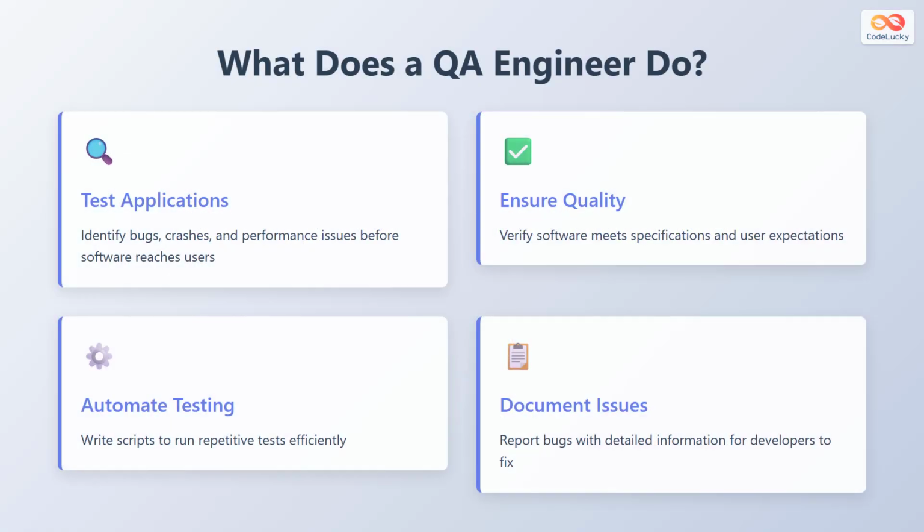Quality assurance engineers have multiple key responsibilities. First, they test applications by running various scenarios to identify bugs, crashes, and performance issues before the software reaches users. Second, they ensure quality by verifying that the software meets specifications and fulfills user expectations. Third, they automate testing by writing scripts and tools to run repetitive tests efficiently, saving time and reducing human error. Finally, they document issues comprehensively, creating detailed bug reports with information that developers need to fix problems. Together, these tasks ensure software reliability and user satisfaction.